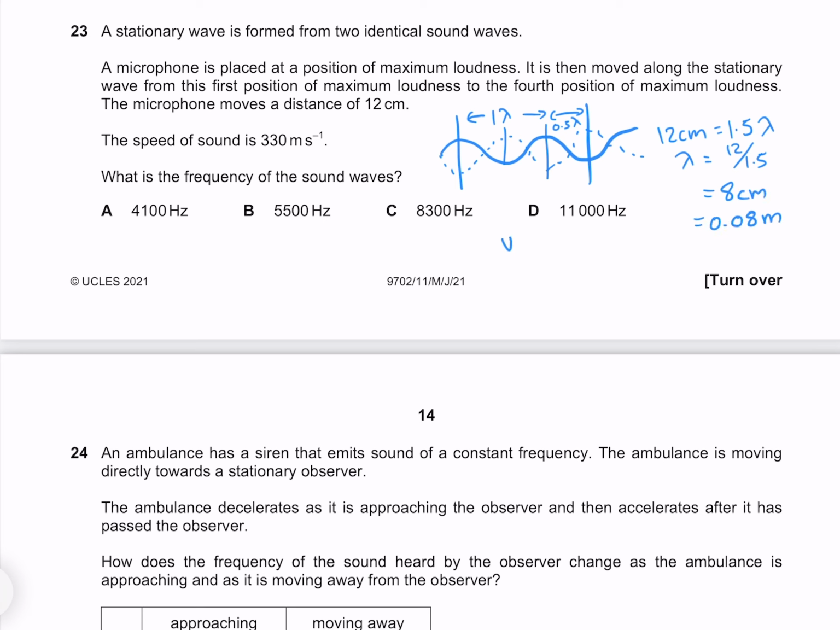We know that velocity is frequency times wavelength. Rearranging for frequency gives us velocity over wavelength. Our velocity is 330, and our wavelength is 0.08, which gives me 4125 Hz, so our answer is A.